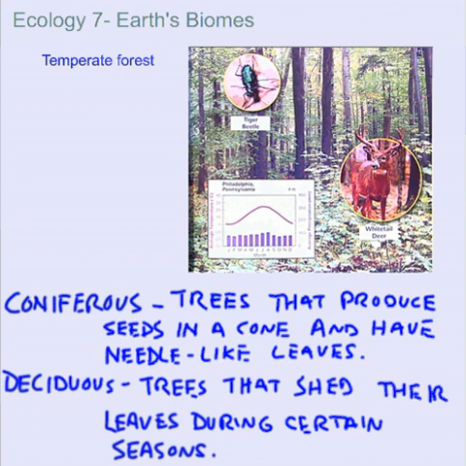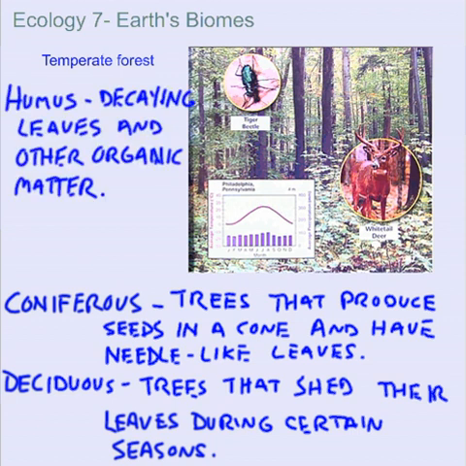The conifers keep their needles year-round. They're often called evergreens. Soils of temperate forests are often rich in humus. This is a material formed from decaying leaves and other organic matter that makes the soil very fertile.